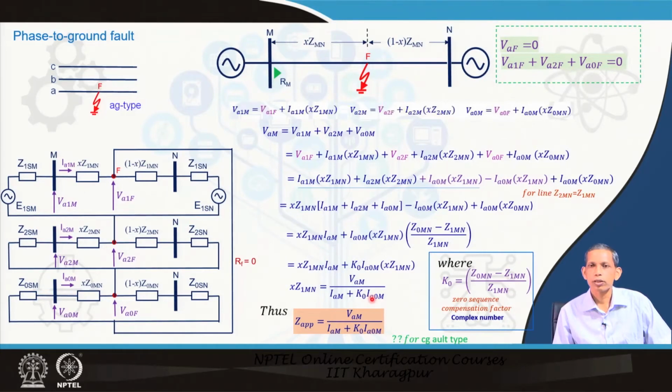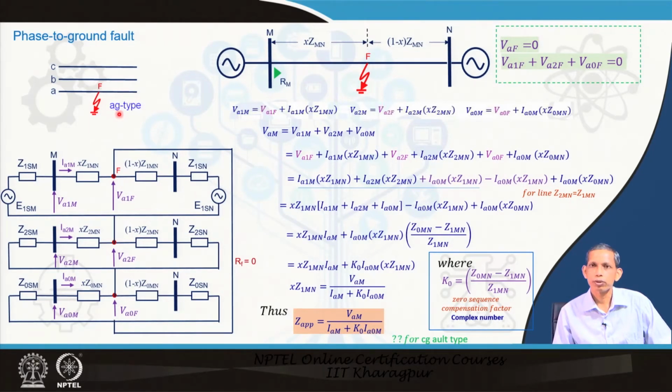So, these are the zero sequence components during the fault situation for this case as seen by the relay RM. Therefore, the positive sequence impedance up to the fault point which the relay likes to calculate for the decision, that is Z apparent equals VAM divided by IAM plus K0 I0M, for which category of fault?